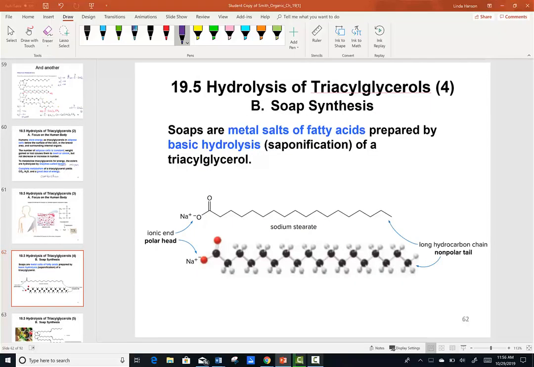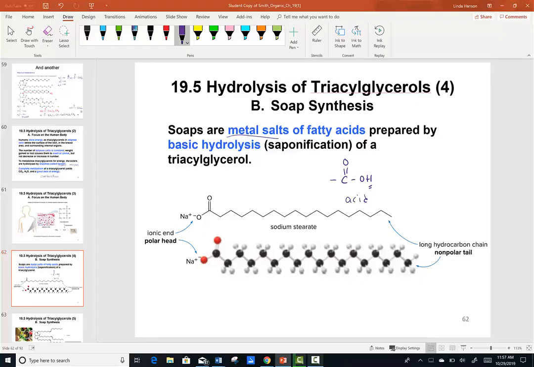In our next section is very similar to what we've just been talking about. So I'm going to add this on here as well, the hydrolysis of triacylglycerols in soap synthesis. The only difference here now is that a soap molecule is a metallic salt of the fatty acid. So let me just emphasize, if it's a fatty acid, we have the proton added on. That is the acid.